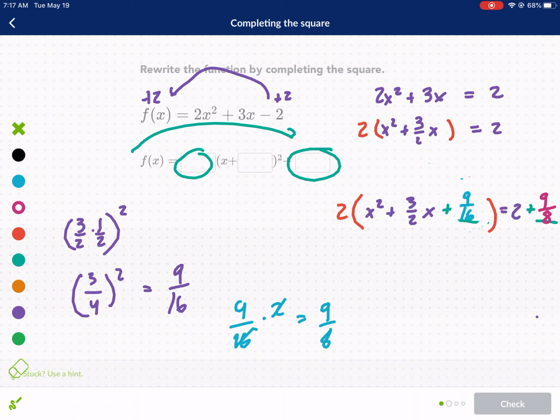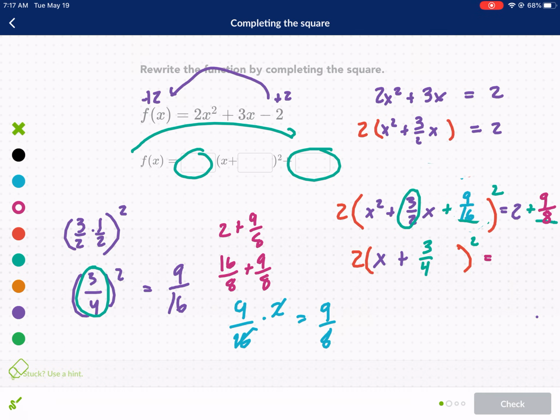Now we're ready to simplify a little bit. I'm going to keep this 2 out in front, but now I can put it in factored form because we have a perfect square trinomial. So it's x plus half this middle term. Half that middle term, as we saw earlier, was 3 over 4. So we're going to put 3 over 4 and then squared. I forgot the squared term, by the way. Okay, so then we have that squared. And then we're going to set this equal to 2 plus 9 over 8. We need to find a common denominator, so we have 16 over 8 plus 9 over 8. And we get 25 over 8.